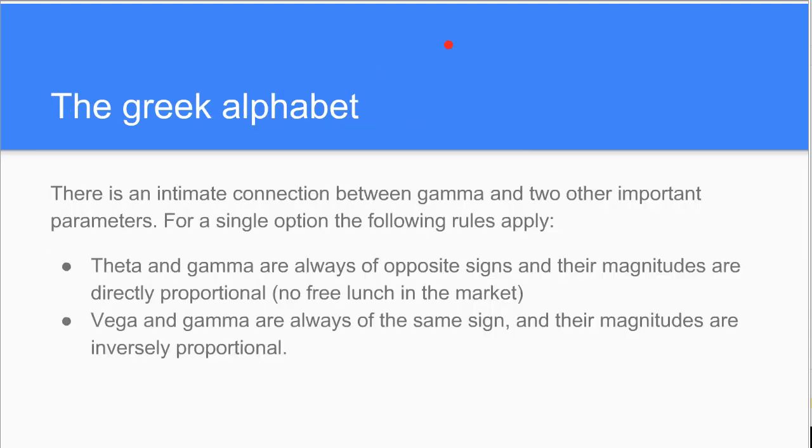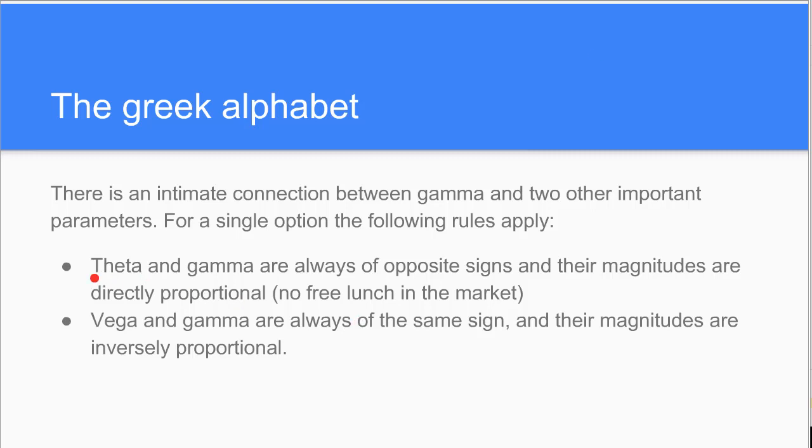So now let's talk about the Greek alphabet. I have been talking about gamma, and as you can see, gamma, to me, is probably the most important parameter of an option. If you are an option trader with some knowledge, you know that there are other parameters for options. There are other things that affect option prices and option profits, and there are connections to them. So let's talk about the connections.